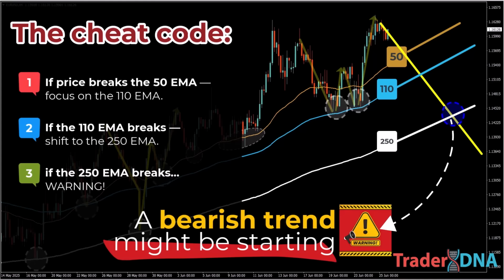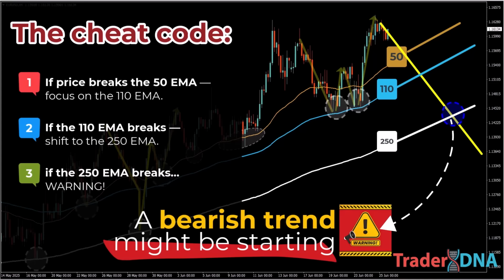Guys, this isn't just some random setup. This is a full-blown, battle-tested blueprint, and you've got the power to tweak it, improve it, and own it. So here's what you never forget. The EMAs 50, 110, 250, they're not magic. You are the magic. Because once you understand how to read how price respects those lines, you can adapt them to any chart, any market, any time.